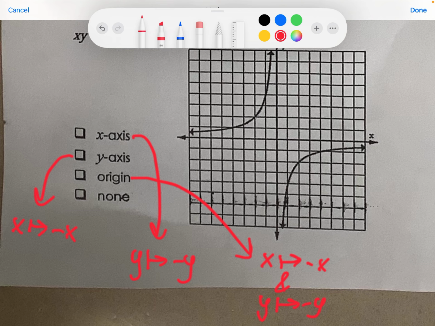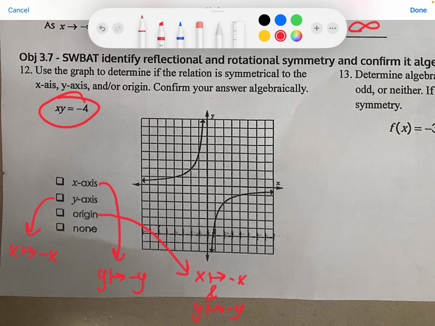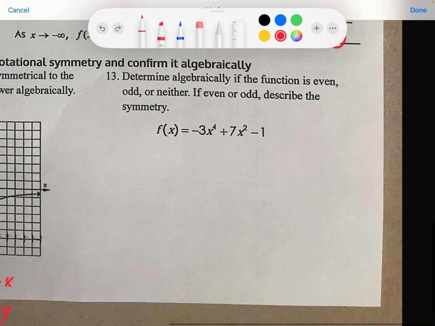And if none of those work, then the answer would be none. And what you're doing is taking those and plugging them in to the original equation and seeing if you get an equivalent equation back. Does it simplify back down to the exact same equation or not?